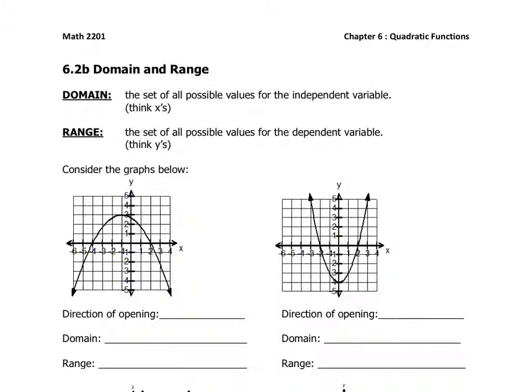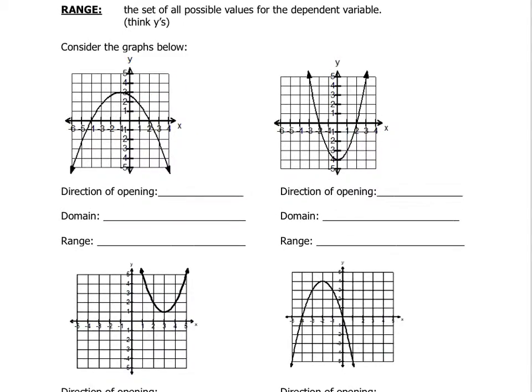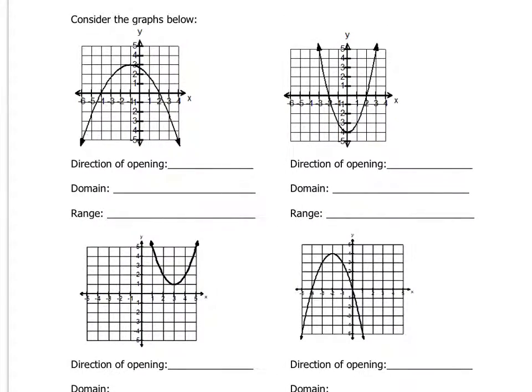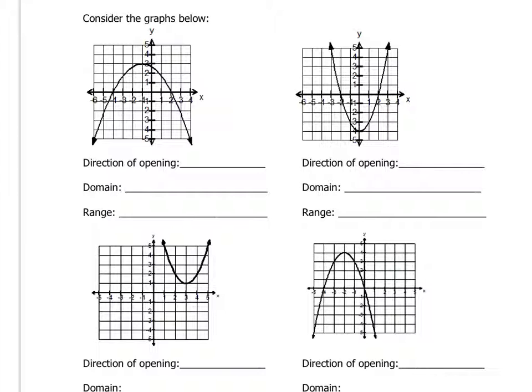Okay, section 6.2b investigates the domain and range. The domain is the set of all possible values for your independent variable, which is usually your x, and the range is the set of all possible values for your dependent variable, which is usually your y. If we look at the graphs below, this is a little bit of review from 1201. You should be able to identify the domain and range like you did in Math 1201, grade 10 math.